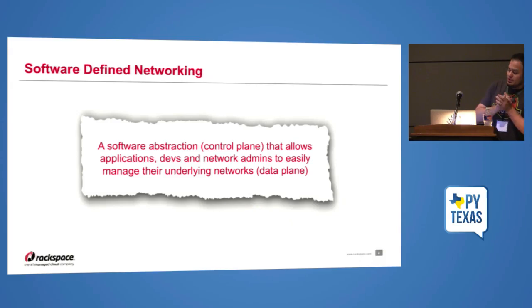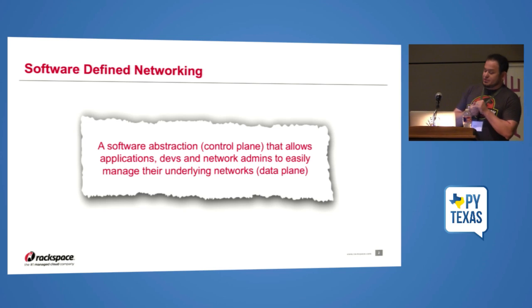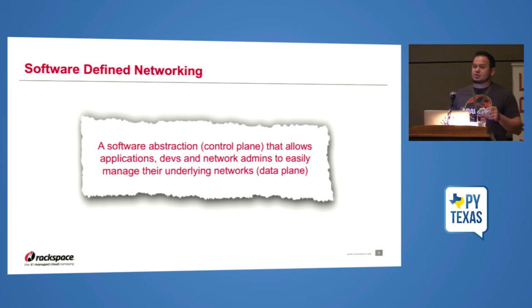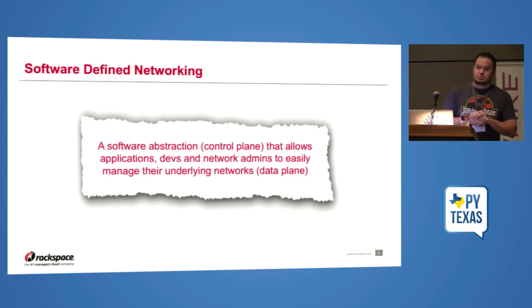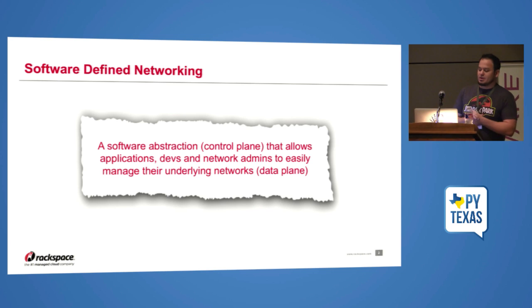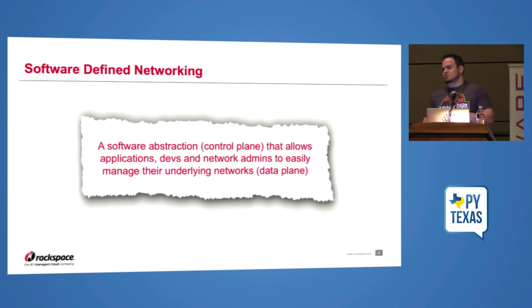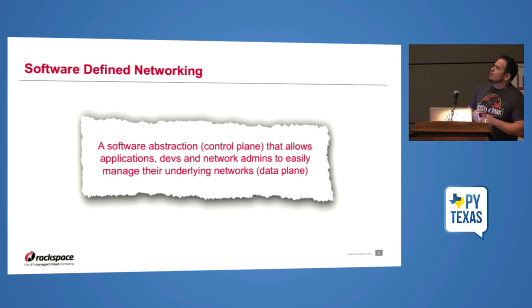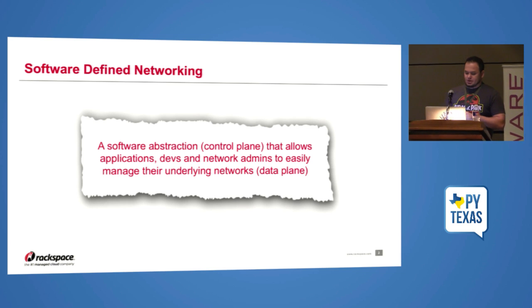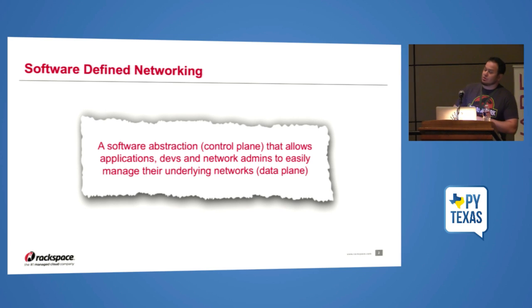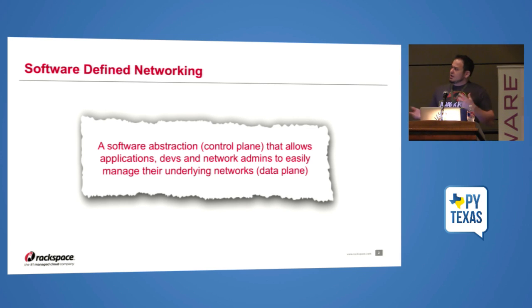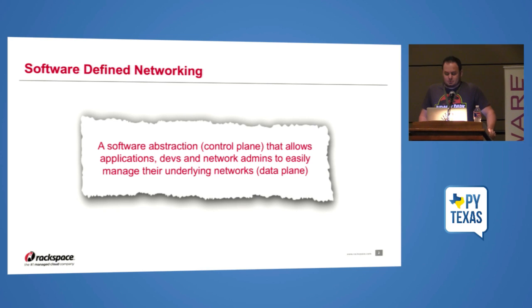Those of you unfamiliar with software-defined networking, if you Google it, there's a bunch of different definitions. So this one's mine. It's just a software abstraction, which from here on out, if you hear me say control plane, that's what I mean, that allows apps, devs, and engineers to manage their network topologies, or once again, I would call that probably data plane. So it's a simple explanation.